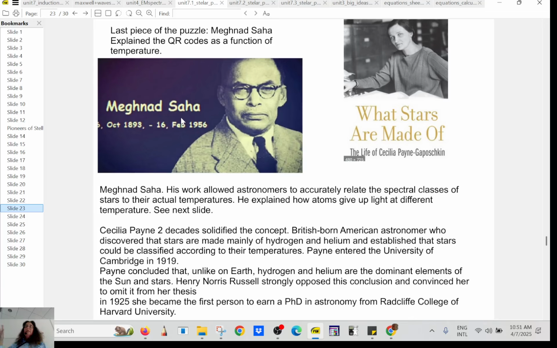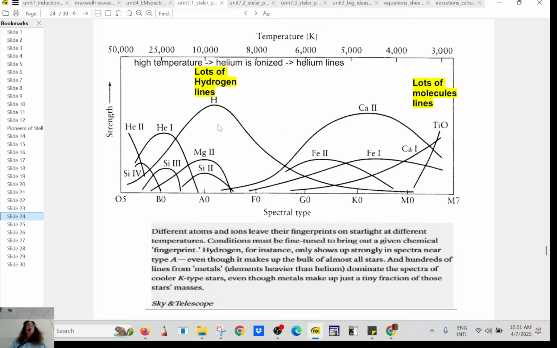Anyway, he was from there, Bengal, and so it was British India, and he was a genius, and he understood what was going on. So what was going on? He built on quantum physics. He understood that very, very hot stars have enough energy for helium electrons to break free. So in a very hot star, you're going to have a lot of lines of helium. So that will be class O and B.